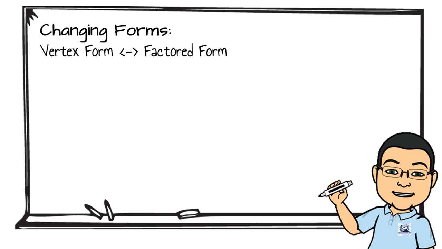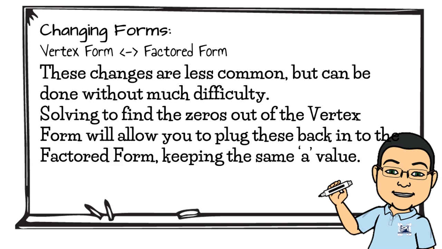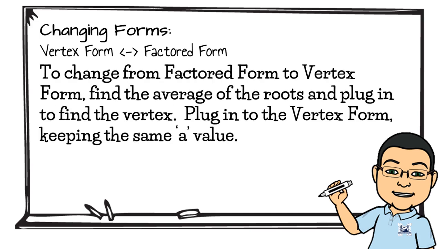To go from the vertex form into factored form, these are a lot less common, but they can be done for sure. The way that you would do this is to solve to find the zeros out of the vertex form. And then you can plug those zeros in as the two roots, keeping the same a value for your factored form. To change the factored form into vertex form, again, we can find where the vertex would be, right? Find the average of those roots, plug that value in, and then we would have our vertex, which can be reinserted into the vertex form, keeping the same value for a.